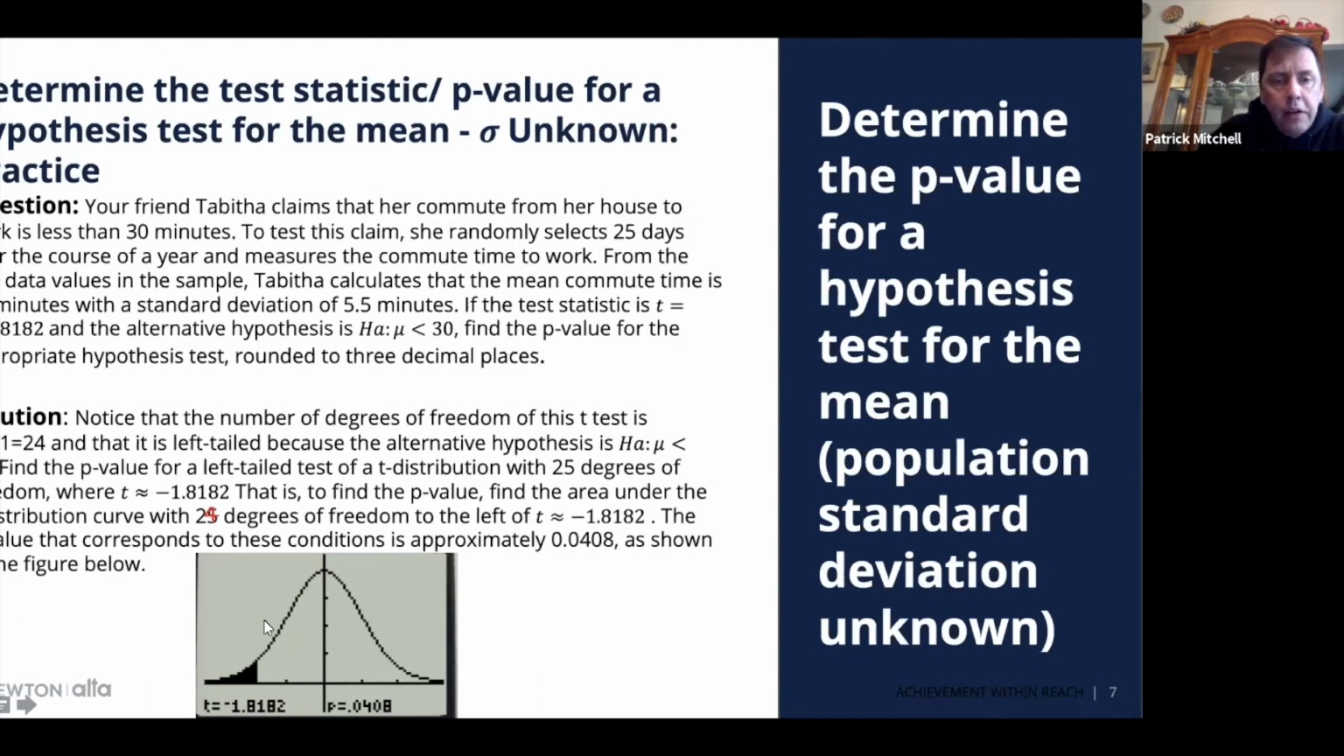All right. Here's a nice picture of what that p-value represents. It represents the area under the curve, the t curve, to the left of negative 1.8182. All right. So according to them, the p-value that corresponds to these conditions is approximately 0.0408. And it looks like they used a graphing calculator. All right. I am going to show you something different because not everybody has access to a graphing calculator.